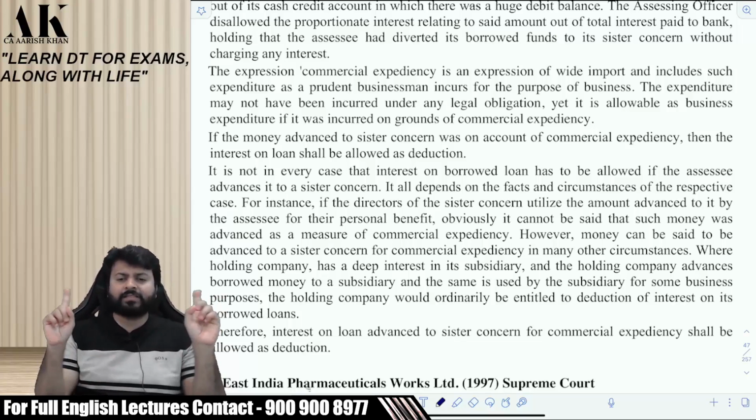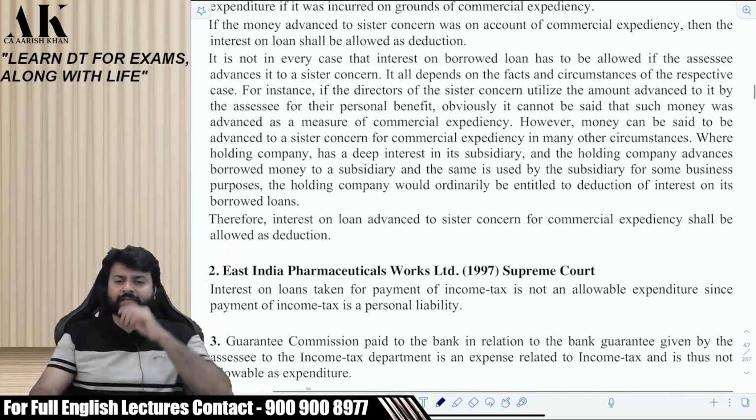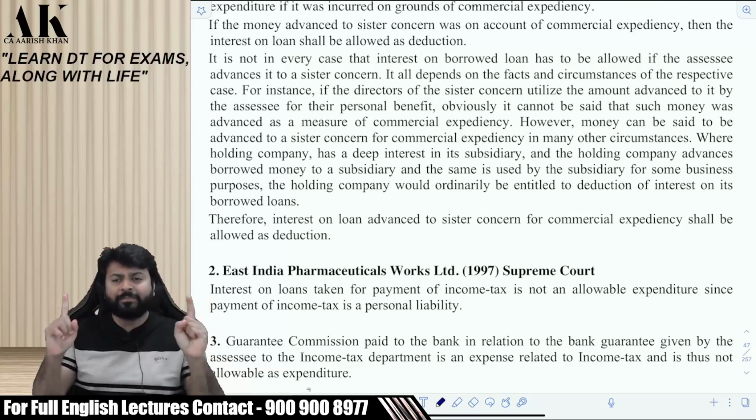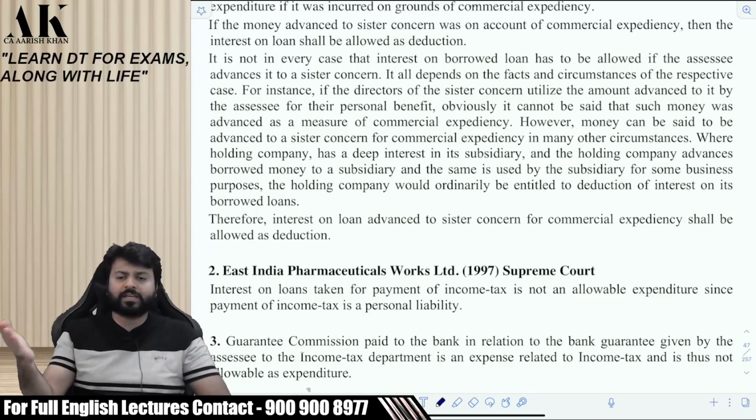It is not in every case that the interest on borrowed loan has to be allowed if the assessee advances it to a sister concern. It all depends upon the facts and circumstances of the respective cases. For instance, if the directors of the sister concern utilize the amount advanced to it by the assessee for their personal benefit, obviously it cannot be said that such money was advanced as a measure of commercial expediency.